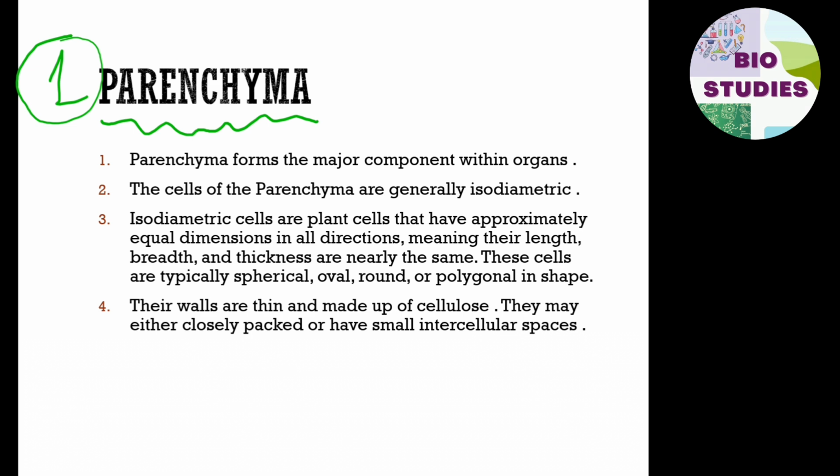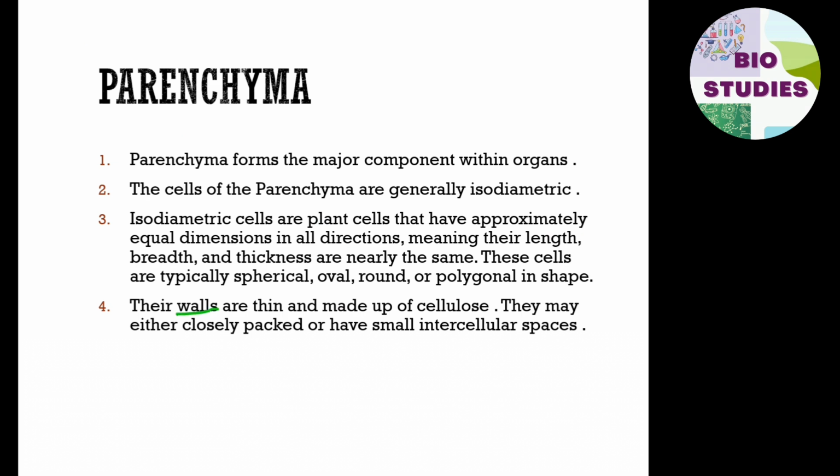The first type of simple permanent tissue is parenchyma. Parenchyma forms the major component within organs. The cells of parenchyma are isodiametric. What is isodiametric? It's a very important term. For parenchyma, we always say that these cells are isodiametric. Isodiametric cells have approximately equal dimensions in all directions, meaning their length, breadth and thickness are nearly the same, and these cells are typically spherical, oval, round or polygonal in shape.